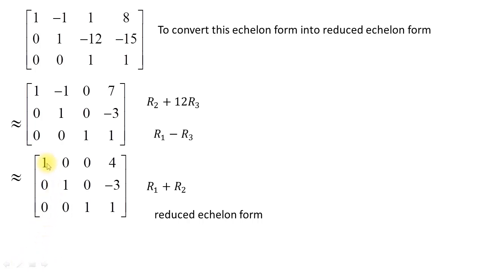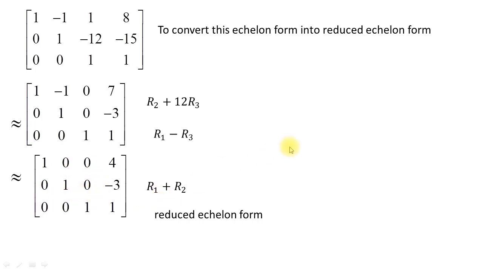So in this matrix A, you see here, dear students, this is the diagonal matrix, and this is the principal diagonal, which is 1 1 1, and the upper three entries are 0 and these three also are 0. So this is the reduced echelon form.